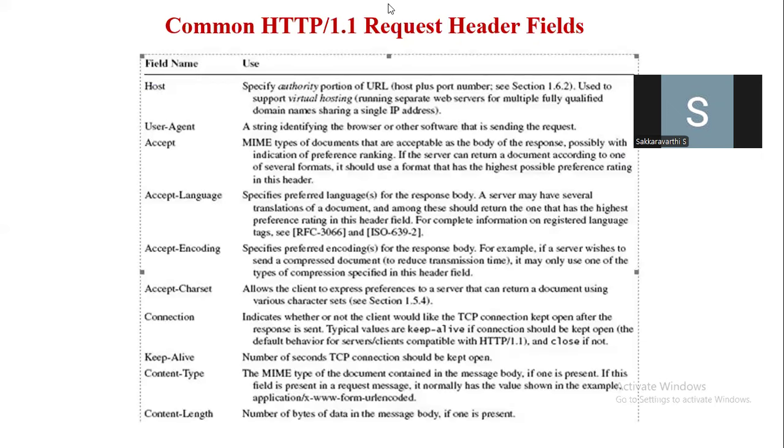Then the commonly used request header fields. That is Host, which is the actual web address. Then User-Agent, that is your browser. Then Accept, that is accepted MIME types, Accept-Language, etc. Then Content-Type, Content-Length. So all are the commonly used request header fields.